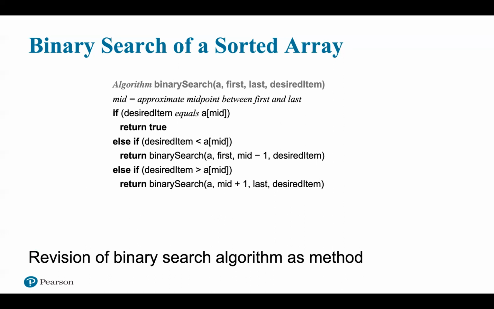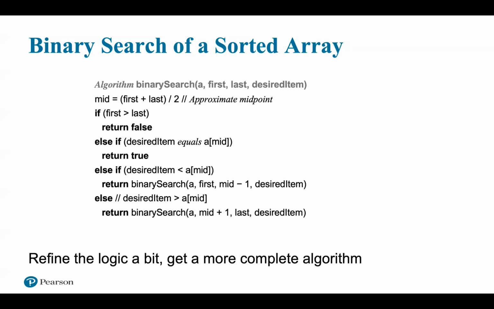Using these parameters and making the recursive calls look more like Java, we can express the pseudocode as follows, and we're showing that here. Note that in each recursive call, either the value of first is increased or the value of last is decreased. If they ever pass each other and first actually becomes larger than last, we have run out of array elements to check. In that case, the desired item is not in the array. If we add this test to our pseudocode and refine the logic a bit, we get the following more complicated and complete algorithm.